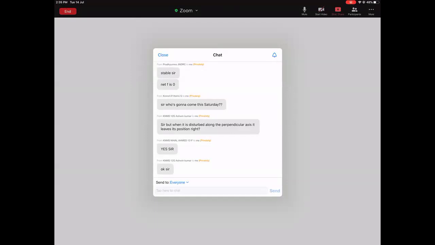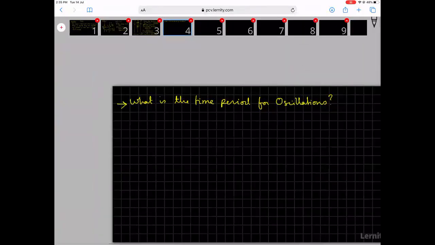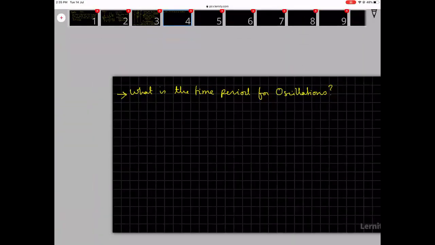Okay, so can we find out the time period for simple oscillations? The way we go ahead is this: this is one current, this is one current, there is another current here. Let this current be I, let this current be I. This current here is I1. This is D and this is also D. Suppose I shift it here, then this will become D minus X, this will become D plus X.